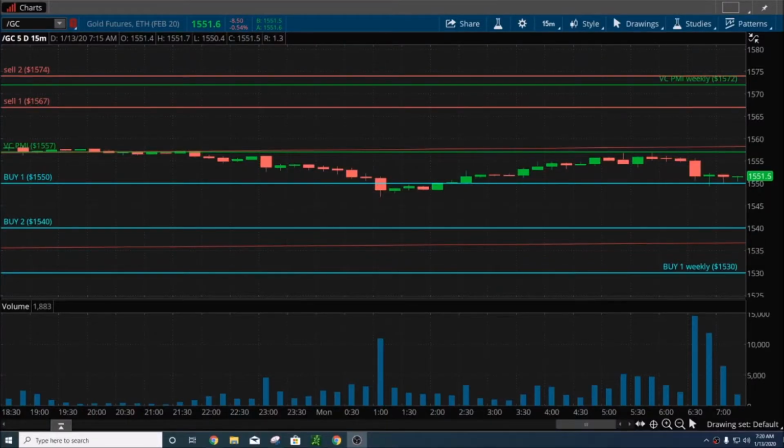The average price for the daily gold trading last at 1551.60 is 1557. The extreme level below that mean is 1550. It's the buy one level, and the buy two level is 1540.